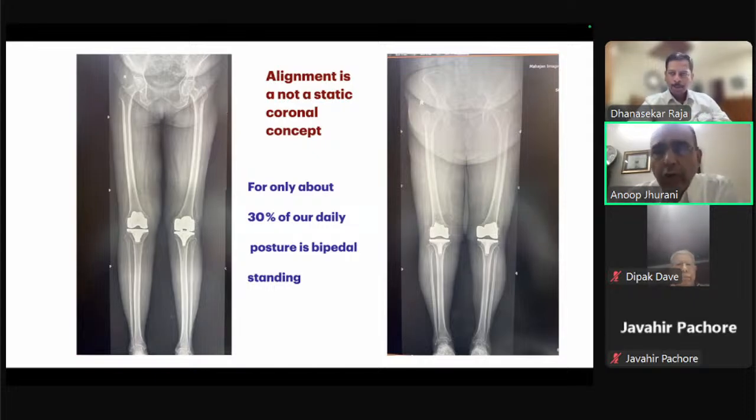As I said, we only take these full length X-rays for coronal alignment. But you'll be surprised that in only 30% of our stance, we are in bipedal stance. Mostly we are in single leg stance. We are walking, we are going up and down stairs, we are sitting. So this mechanically aligned concept of getting a neutral HKA is only valid for 30% of our gait cycle or of normal movements. Normally, we need much more than that.